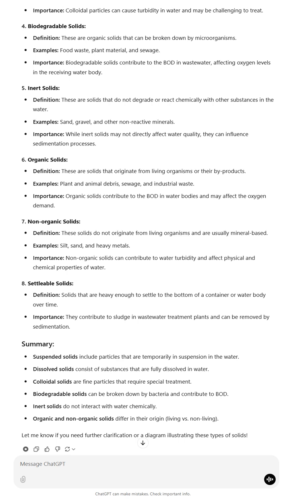Summary. Suspended solids include particles that are temporarily in suspension in the water. Dissolved solids consist of substances that are fully dissolved in water. Colloidal solids are fine particles that require special treatment. Biodegradable solids can be broken down by bacteria and contribute to BOD. Inert solids do not interact with water chemically. Organic and non-organic solids differ in their origin, living versus non-living.